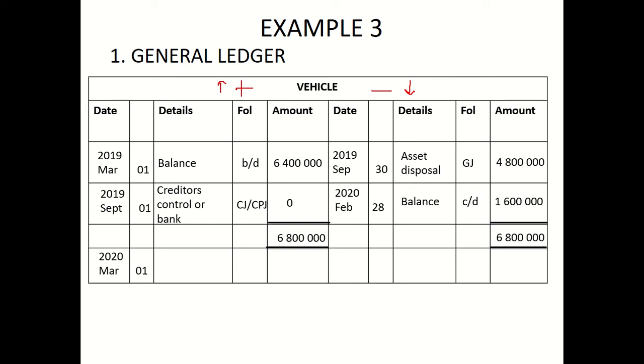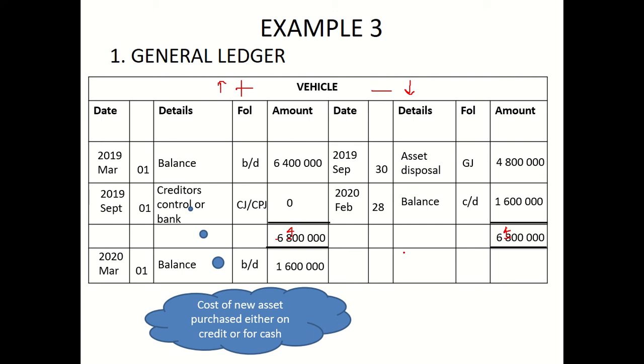In this case, guys, the balance brought down next month will be 1,600,000 rand. Please add them up, guys. It's supposed to be 6,400,000 rand. Now the cost price of the new asset purchase will be there. We bought it for cash or on credit. And then this is the cost price of the asset we sold.